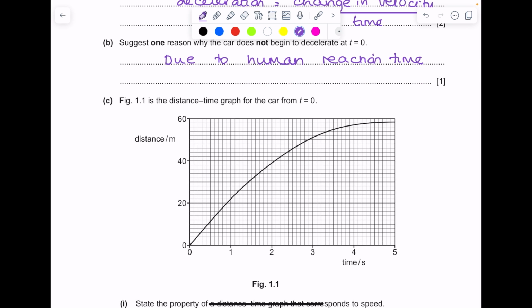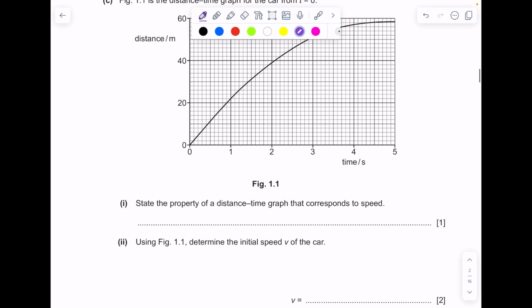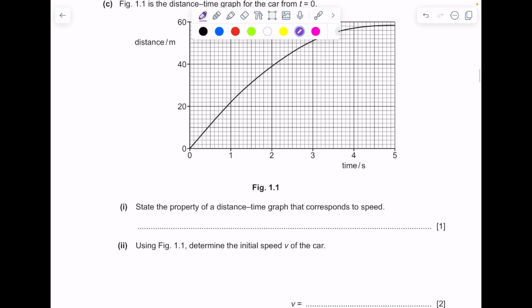Figure 1.1 is the distance time graph for the car from t equals 0. State the property of a distance time graph that corresponds to speed. Remember, that is the gradient, so change in y over change in x.